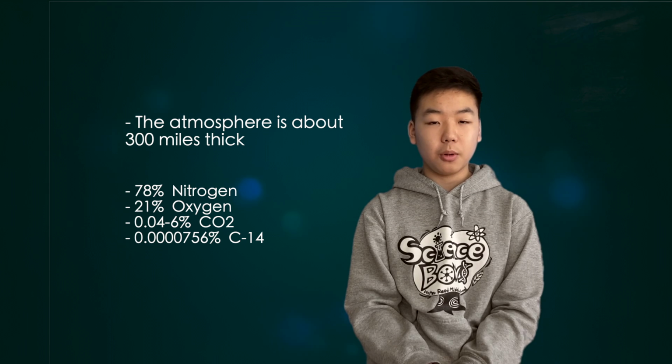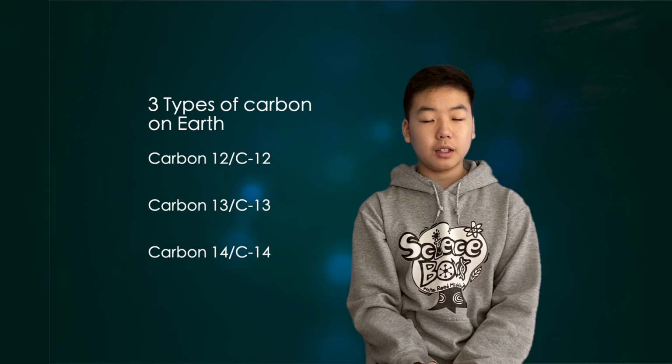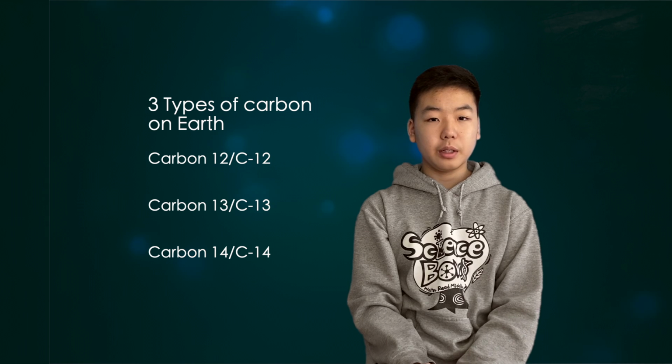A very small portion, about 7.56 times 10 to the negative fifth percent, is made up of radiocarbon, or carbon that is radioactive. Specifically, we'll be looking at carbon 14. There are three types of carbon on our planet: carbon 12, carbon 13, and carbon 14. Carbon 12 is like normal carbon, it has 6 protons and 6 neutrons.